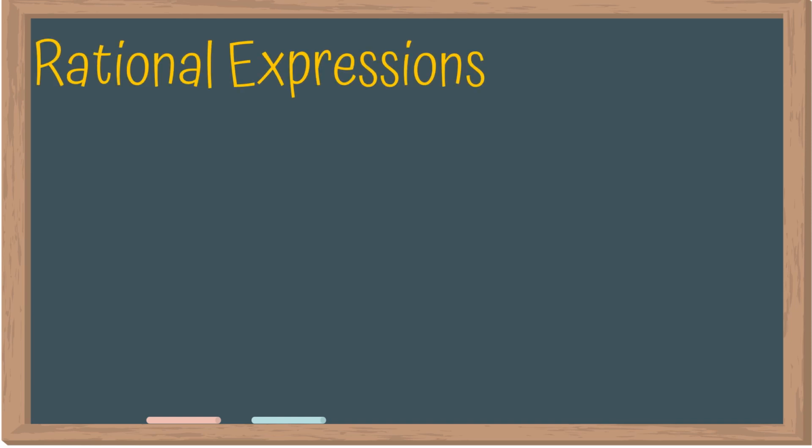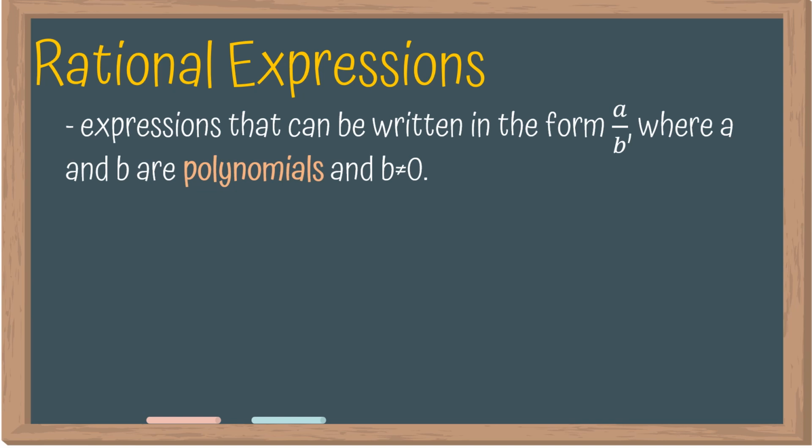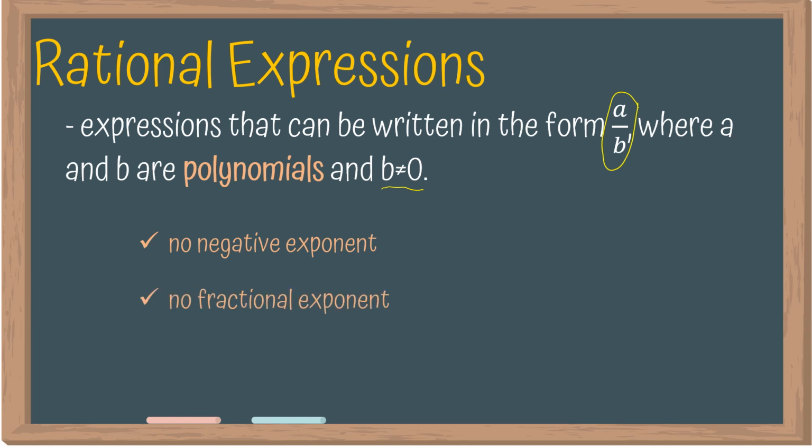When we say rational expressions, these are expressions that can be written in the form a over b, where a and b are polynomials and b is not equal to 0. So we mentioned here about the polynomials. Ano ba yung sinasabi nating polynomials? So polynomials are expressions with no negative exponent, no fractional exponent, and no variable or expression inside a radical sign.